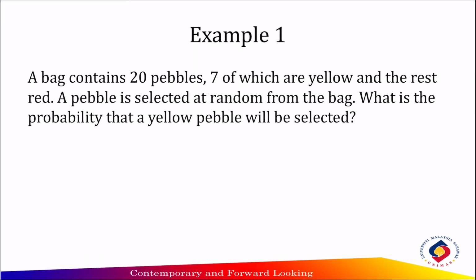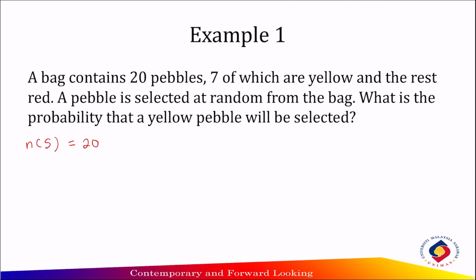Let's look at example 1. A bag contains 20 pebbles, 7 of which are yellow and the rest red. A pebble is selected at random from the bag. What is the probability that a yellow pebble will be selected? In this example 1, we can see that the sample space S has 20 elements. Thus, we have N(S) is equal to 20.